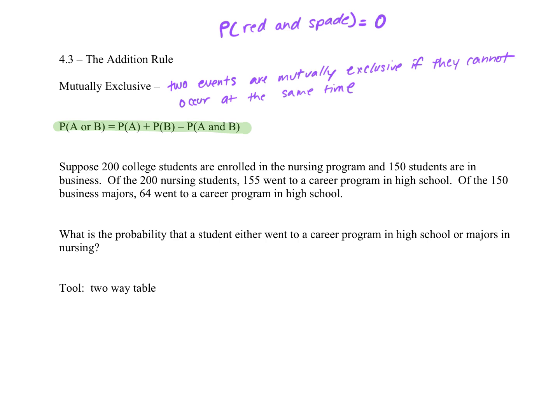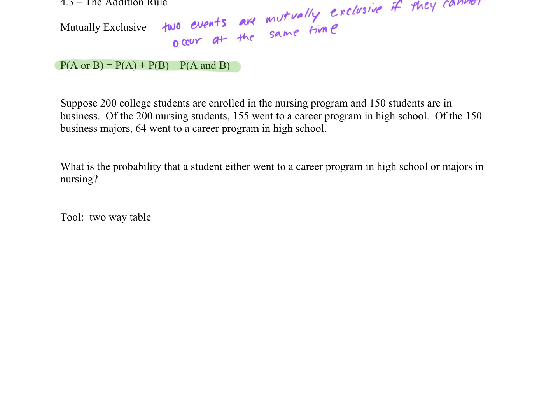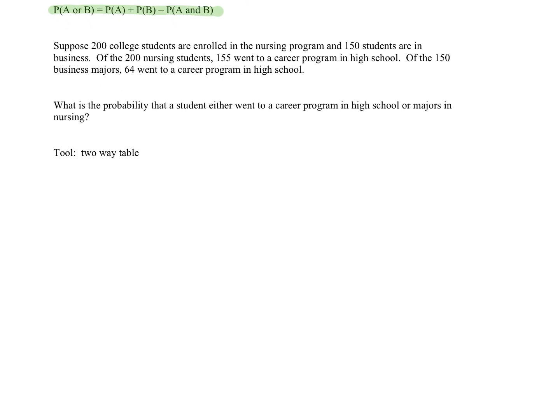Suppose 200 college students are enrolled in a nursing program, 150 in business, okay? Of the nursing students, 155 went to a program like the Career Center. Of the business, 64. What is the probability the student went to either the career program or majors in nursing? So on your test, typically what I'm going to do is say build the two-way table.